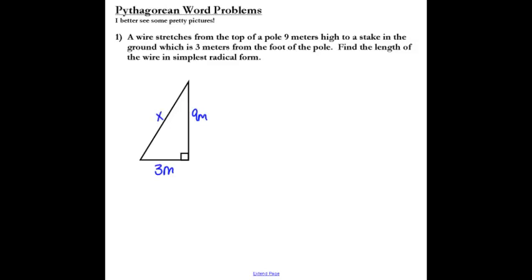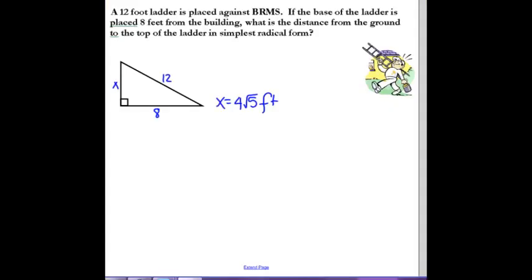This is the same as writing exact. Whenever you see a word that says exact, you want simplest radical form. In this case, it's a simple Pythagorean theorem problem of x squared equals 9 squared plus 3 squared. If you solve that, you should get x equals 3 radical 10 meters. You can pause here and try the rest of these on your own. Have a great time. Number 2, the answer is 4 radical 5 feet.